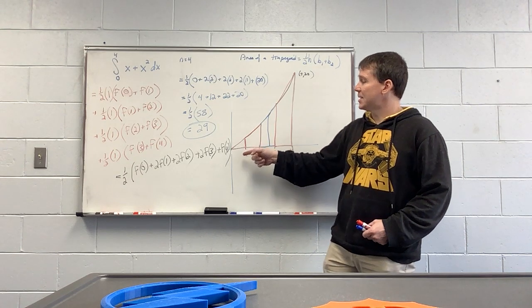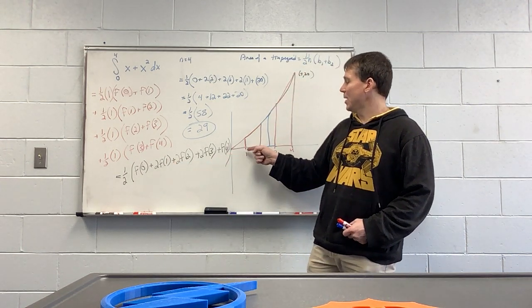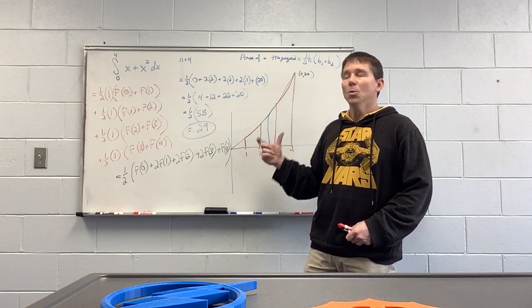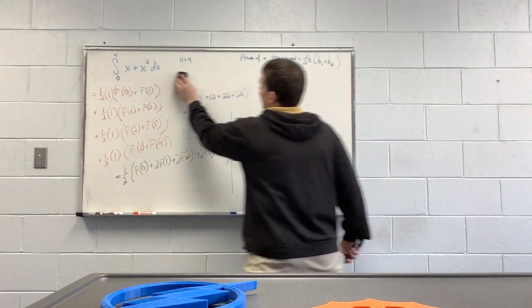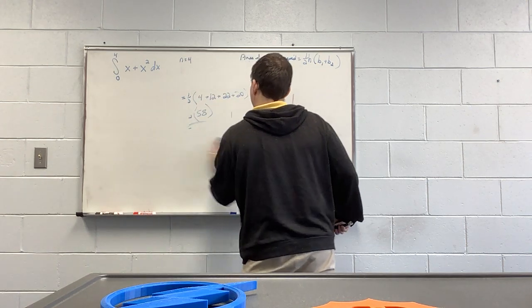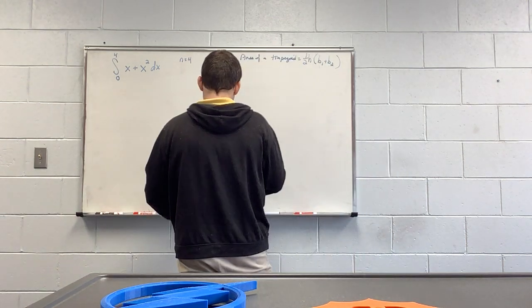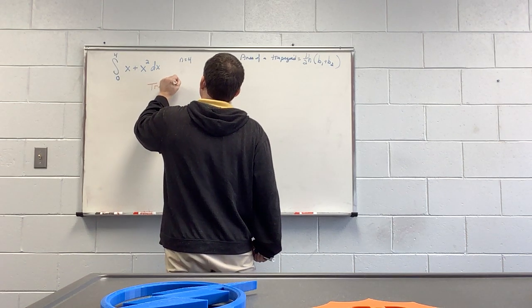All the other heights will be used twice, as the left-hand endpoint of one trapezoid and the right-hand endpoint of another trapezoid. Which means I can actually generalize this to a formula. We'll generalize what's called the trapezoidal rule.